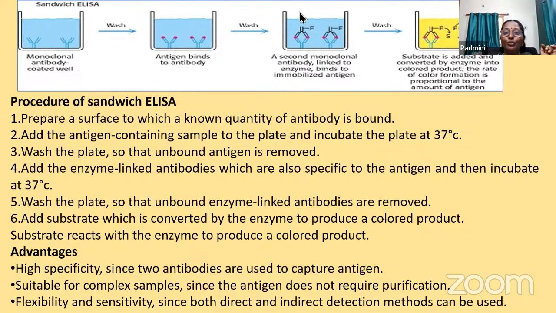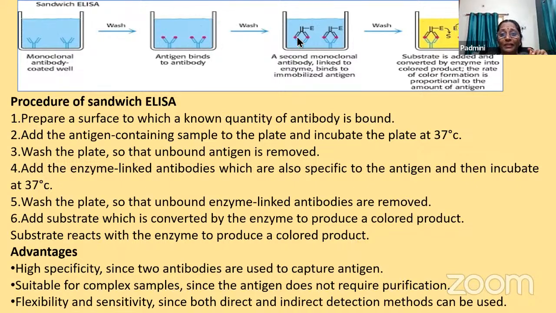And then after washing, you're going to add a secondary antibody, that is a monoclonal antibody that has been linked to an enzyme. So any antibody which has an E attached, that means you have to say that is an enzyme-linked antibody. This enzyme-linked antibody is always a secondary antibody. It is going to get attached, the epitope is going to get attached onto the paratope of this antibody. Remember immunoglobulins, where you have the epitopes and the paratopes. Epitopes are found on the antigen surface and paratopes are found on the antibody surface.